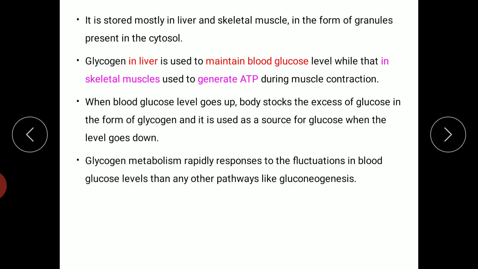We know that gluconeogenesis is a pathway for the synthesis of new glucose molecules.